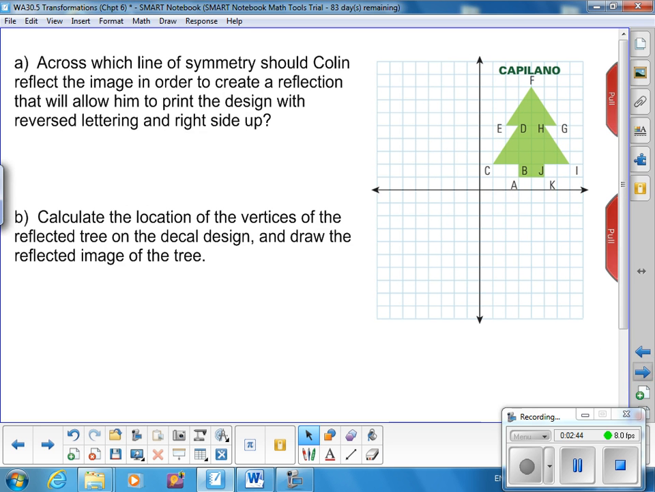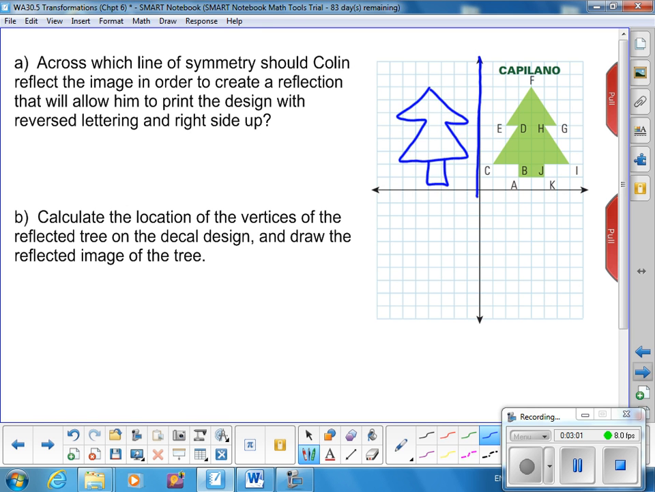So across which line of symmetry would Colin reflect the image in order to create the reflection that would allow him to print the design and reverse the lettering? So are we going to reflect it over this line? So it would look similar to this. Or are we going to reflect it over this line, which then would make it look kind of like this. Okay, which way should we put it? Well, the correct answer is over the y-axis, so we're going to reflect it here, not this way, otherwise it'd be upside down. So the y-axis.